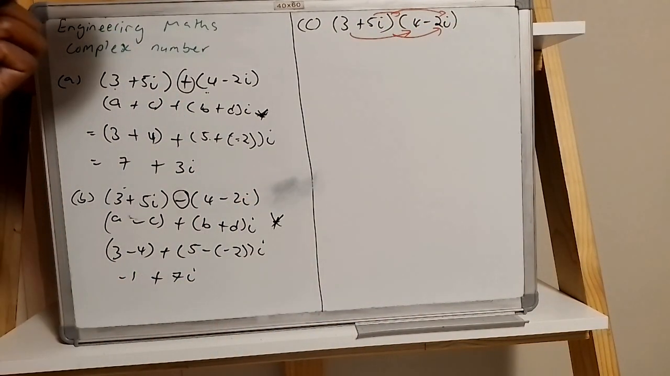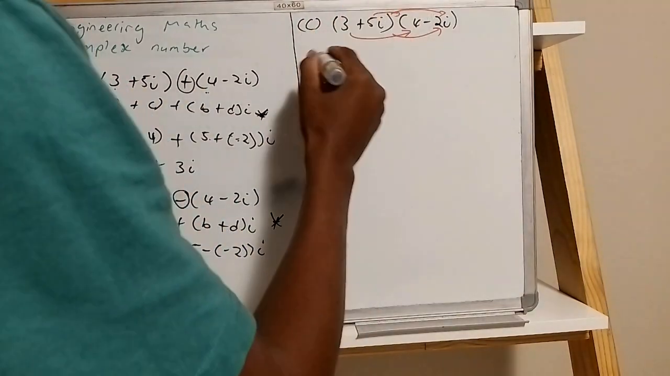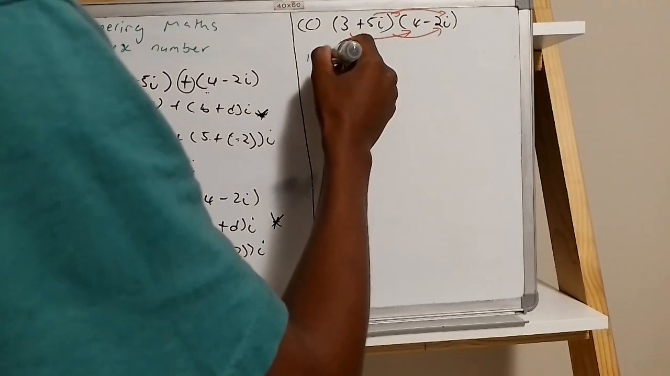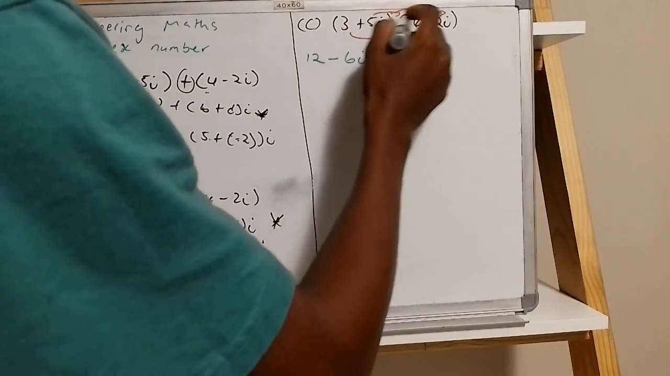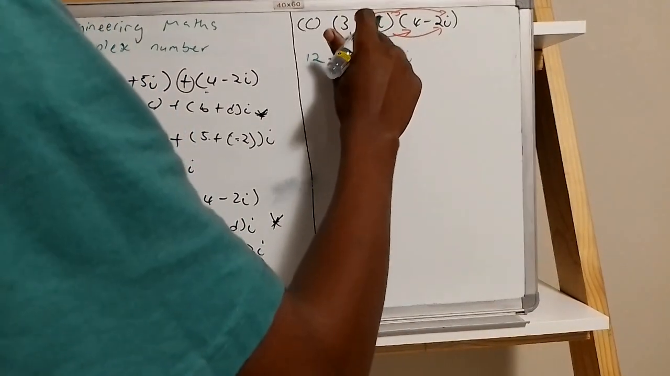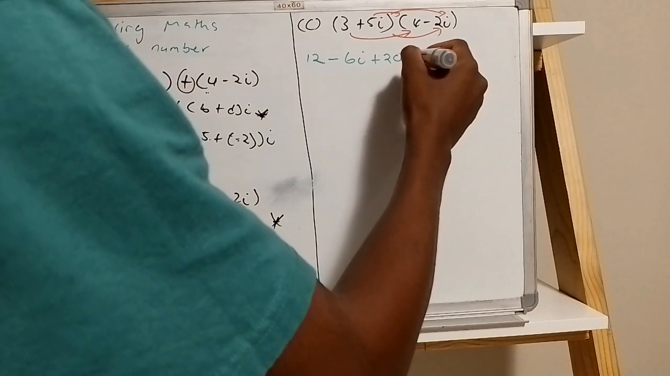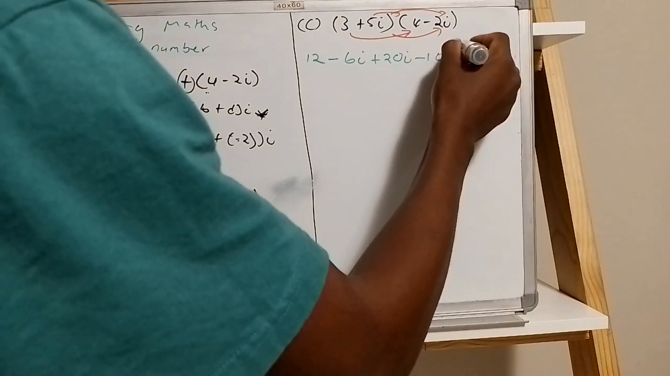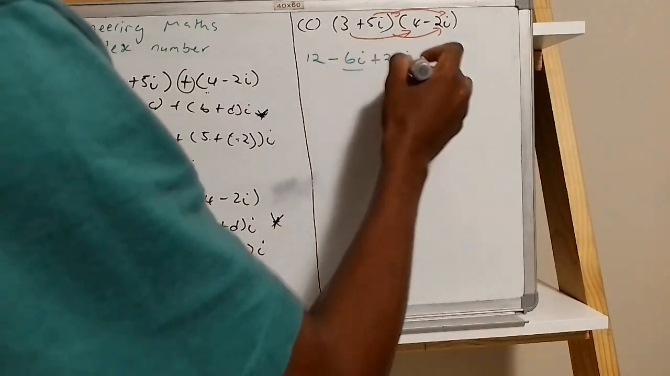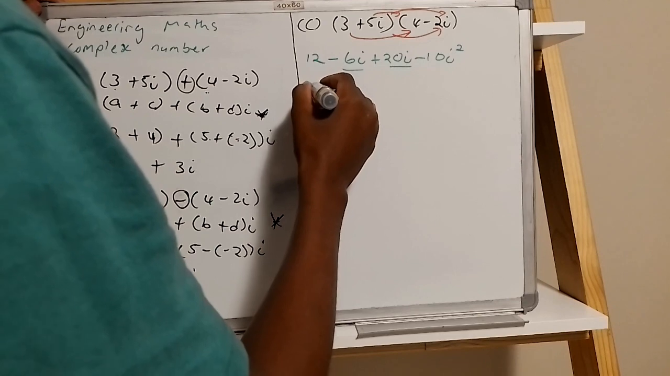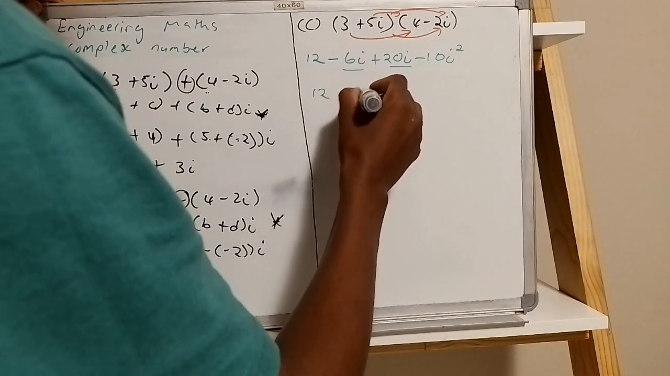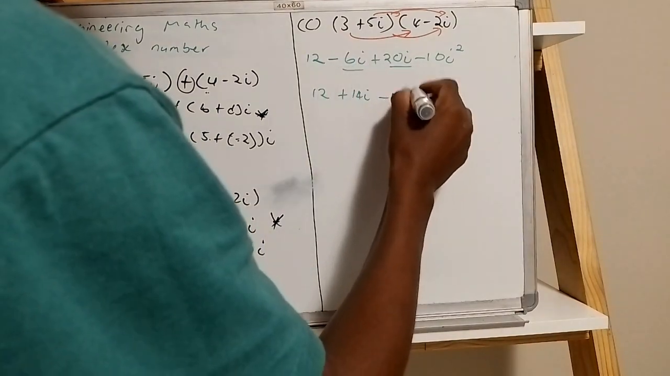When you FOIL it, 3 multiplied by 4 gives us 12. 3 multiplied by negative 2i gives us negative 6i. 5i multiplied by 4 gives us plus 20i. Then 5i multiplied by negative 2i gives us negative 10i squared. Now I can add the like terms, so I'll have 12 plus 14i minus 10i squared.